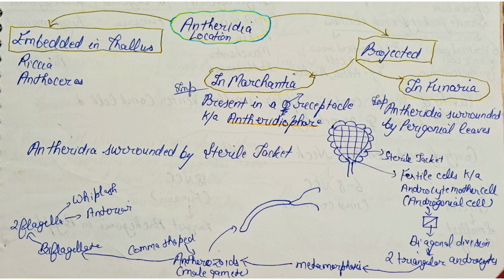If we see the antheridium, it is surrounded by a sterile jacket. Inside the jacket, the fertile cells are present, called androcyte mother cells. These mother cells undergo diagonal division and result in the formation of two triangular androcytes. Androcytes result in the formation of antherozoids, which are the male gametes. The male gamete is a comma-shaped biflagellated structure. Two flagella are anterior in position and are of whiplash type.